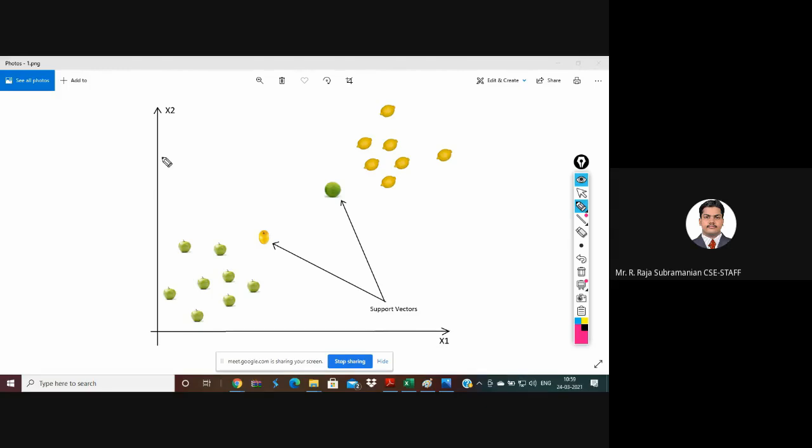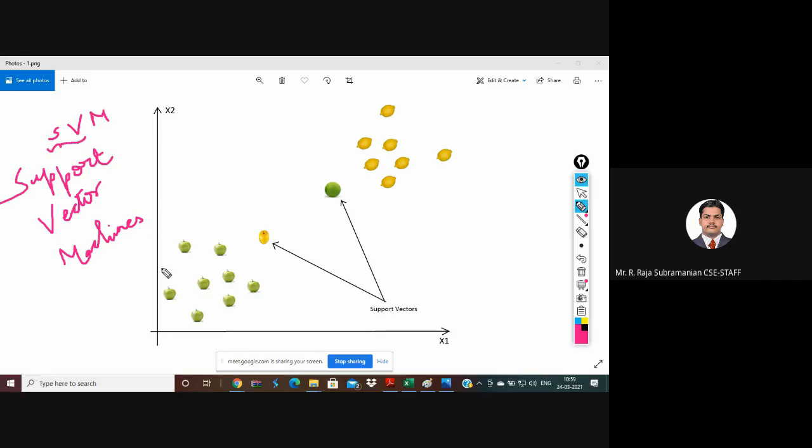Now, what is the general role of this SVM classifier? We call it support vector machines. And there is a meaning of saying why it is support vectors, right? We say it as support vector machines. Let me write that. Right, there's a thing.